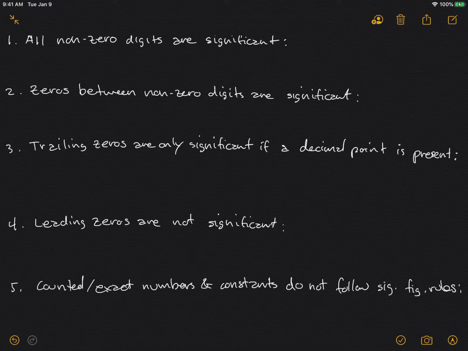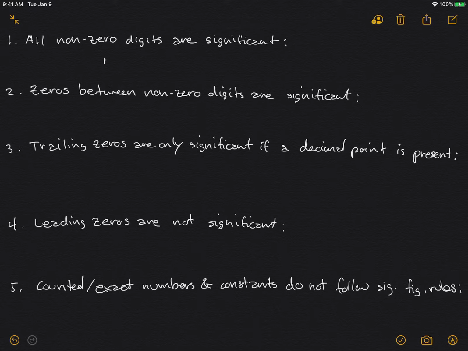Let's take a quick look at the rules for significant figures. We want to be able to tell when we look at a measurement how many significant digits that measurement has, and don't forget every measurement should have units associated with it. Rule number 1 says all non-zero digits are significant. If you don't have any zeros in your measurement, then all of those digits are significant.